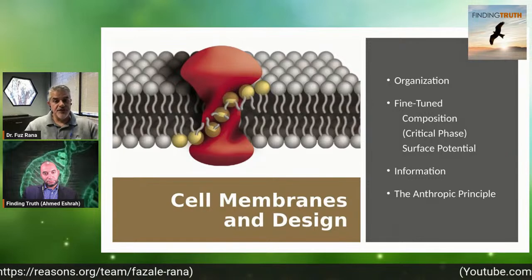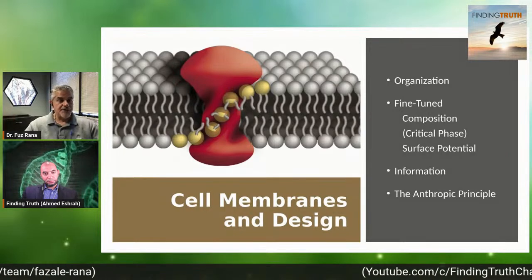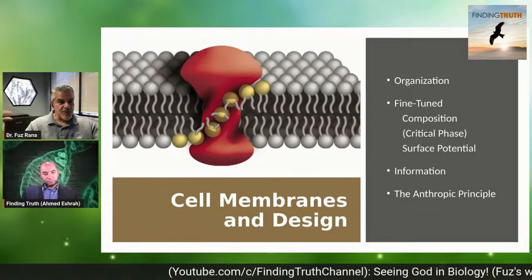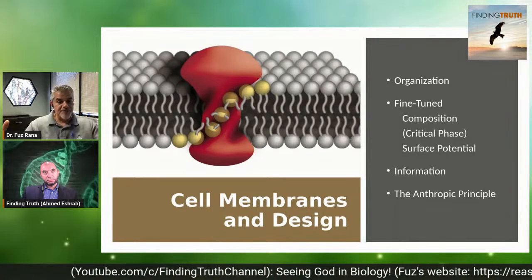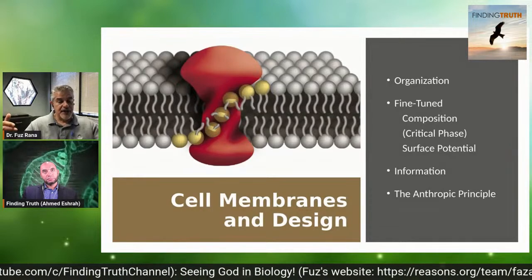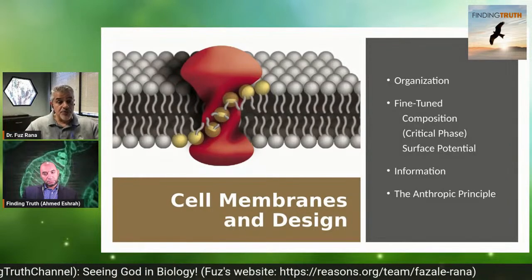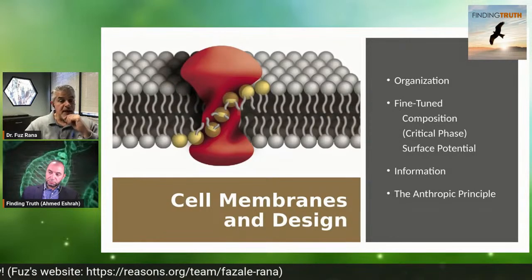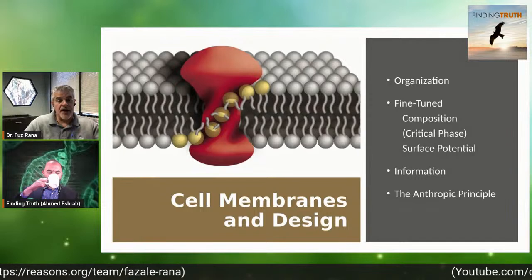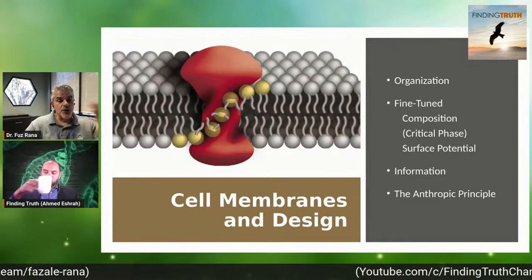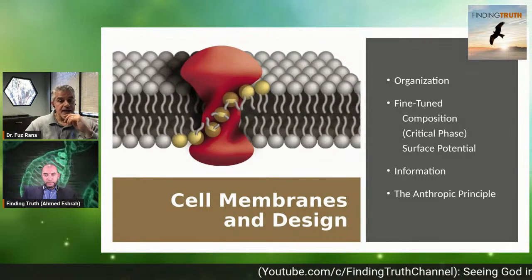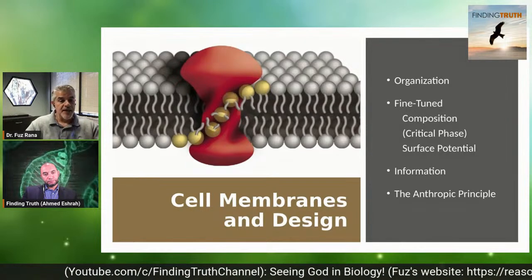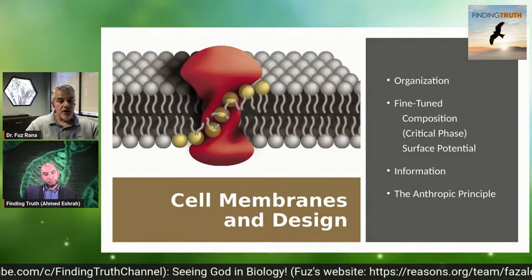And so some of those features include organization and fine-tuning. Systems that display organization and fine-tuning are the types of things that we would produce as human designers. And then also information is something that originates from a mind. These are three qualities that we see characteristic of cell membranes that in and of themselves could be used to argue that these cell membranes, again, are the work of a mind.